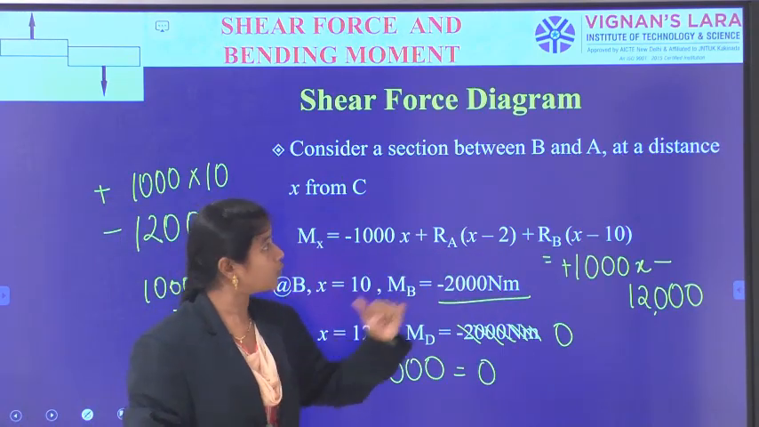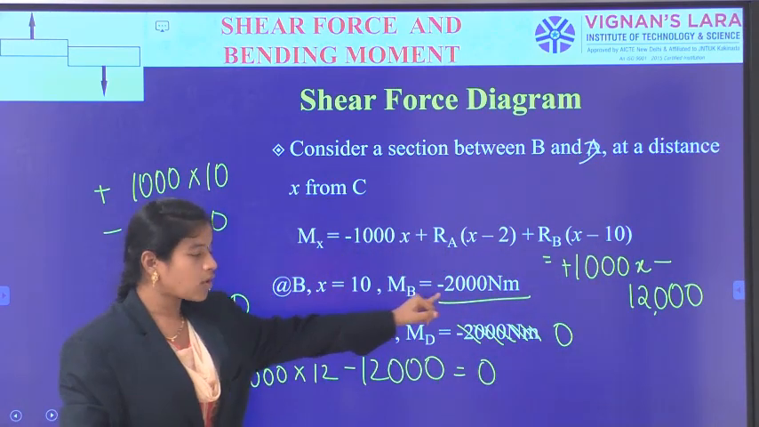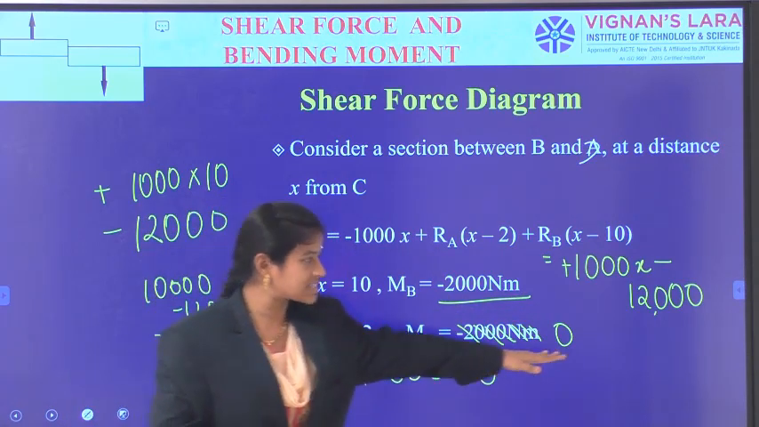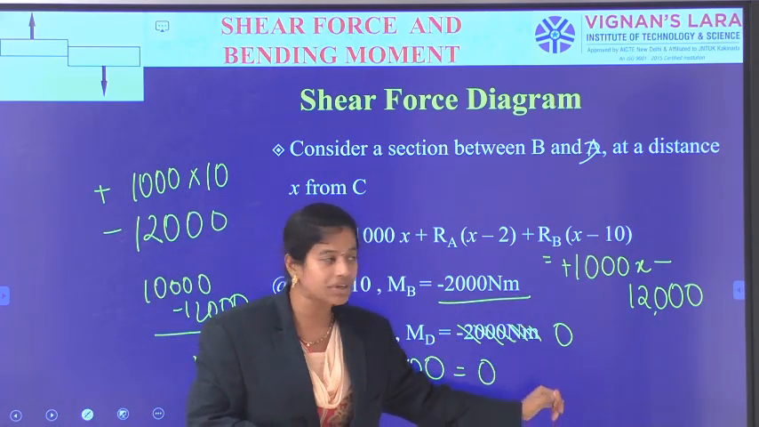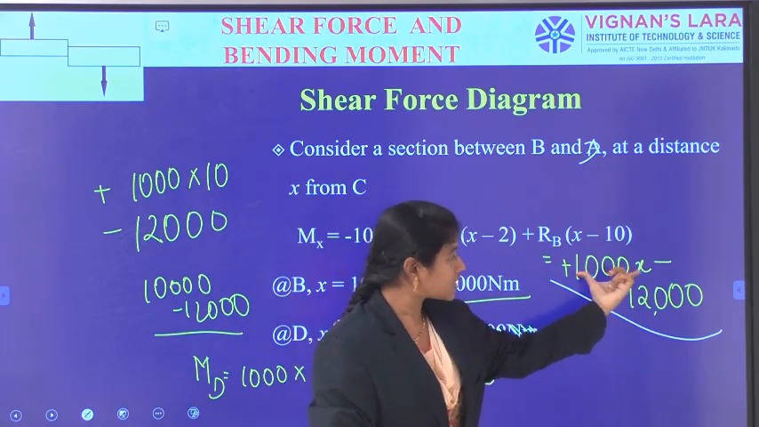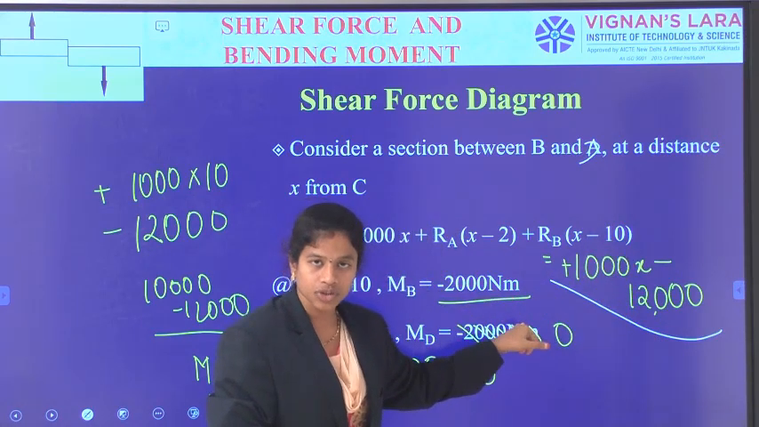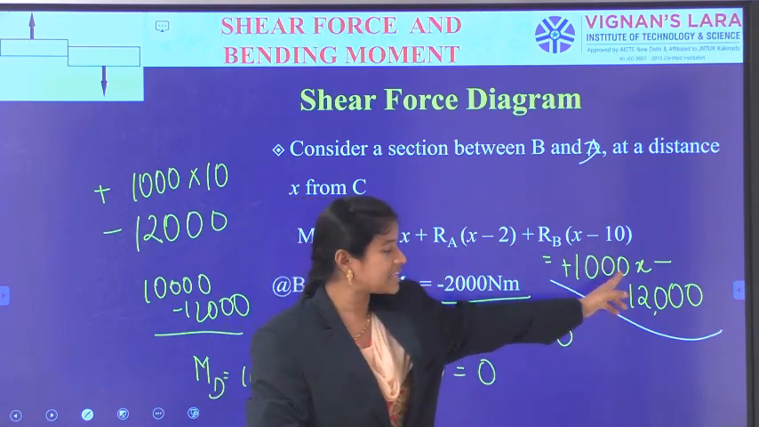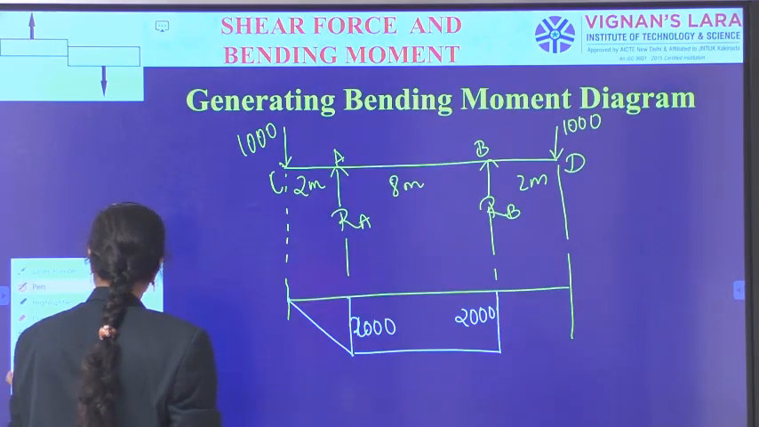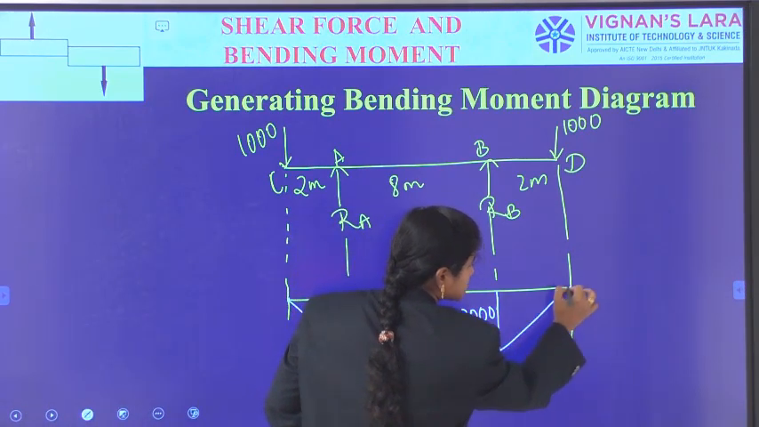Now the next span in between B to D. In between B to D, we have got bending moment at B equal to minus 2000, and bending moment at D we have got as the 0 value, and the corresponding bending moment equation is 1000x minus 12,000. So single degree straight line equation. From minus 2000 to 0 value, this line equation is involved. Again, minus 2000 already it is there, and to the 0, connecting with a straight line.